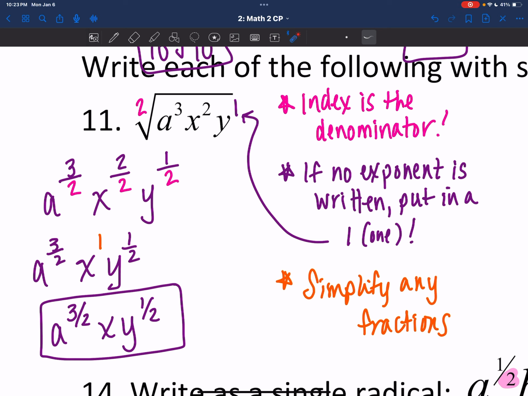All right, so you're going to go ahead and write the base, and you have your numerator, which is 3, and your denominator, which is the index. Same thing here with your x's and with your y. Once you do that, 3 halves you can't simplify anymore, but if you notice, 2 halves can simplify to 1. 1 half stays the same. So now, simplify that, but we don't write the 1 in at the end, but we know it's there. And then this is your answer.